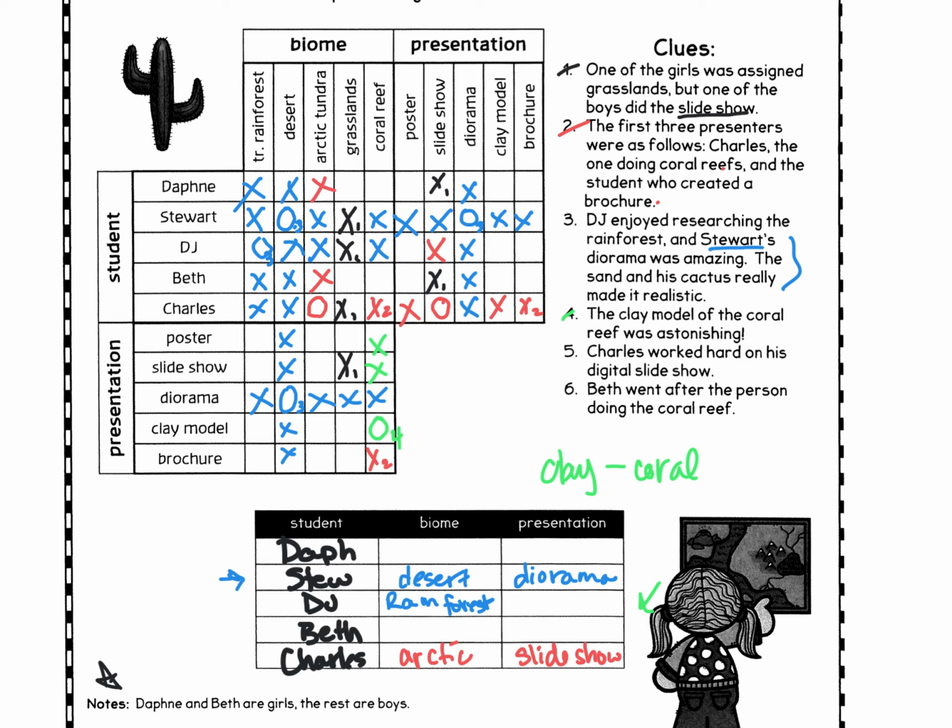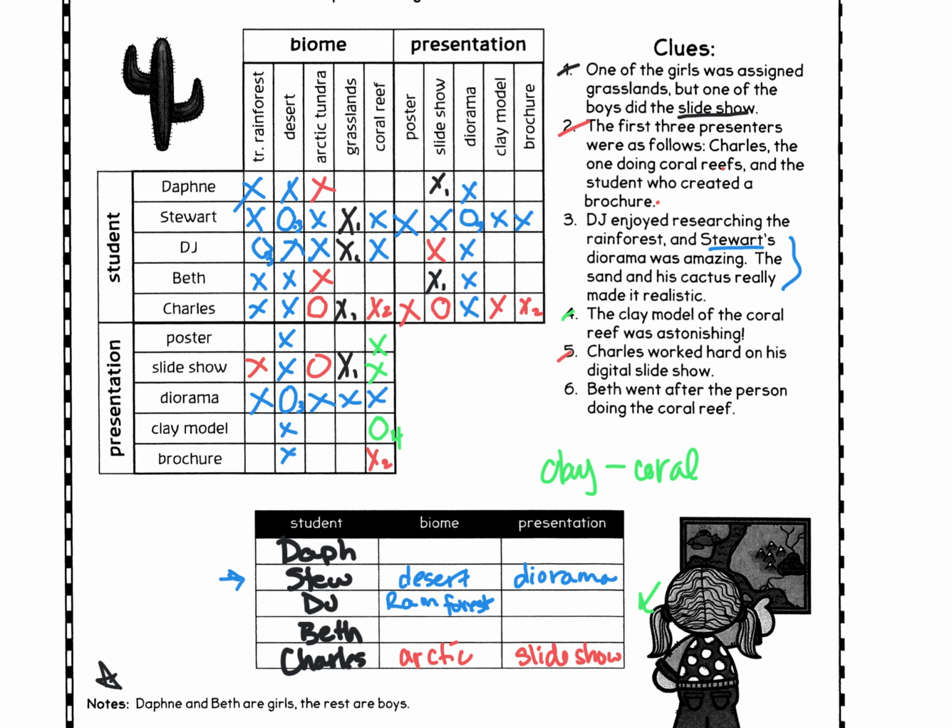Oh my gosh, tundra, I need to go this way, has to be a slideshow. So it has to be this one right here, right? So I'm going to make an O right there as well. And that was from the clue. Well, we kind of followed that across. So I can X this out.